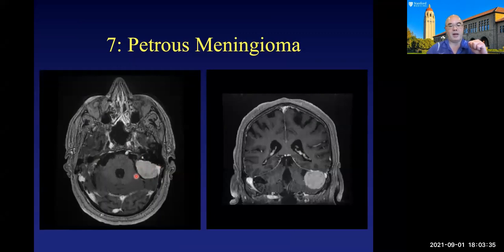It pushes on the cerebellum. So here's the cerebellum here. This was the tentorium, the band that separated the higher cortex up here from the cerebellum. So this tumor is pushing on the cerebellum. So what symptoms would you get from a Petrous meningioma? If it pushes on the cerebellum like this, you can get balance and coordination issues.